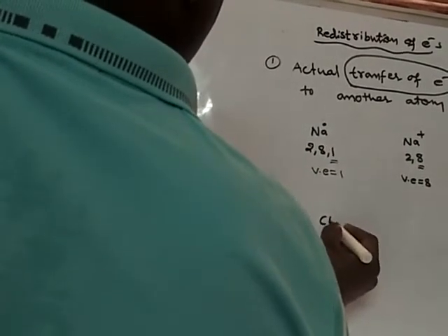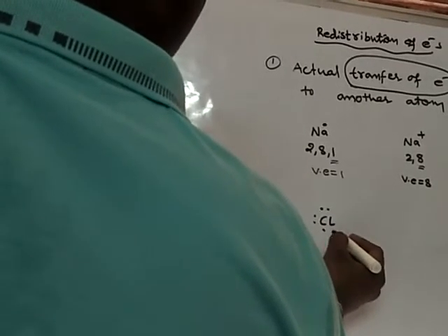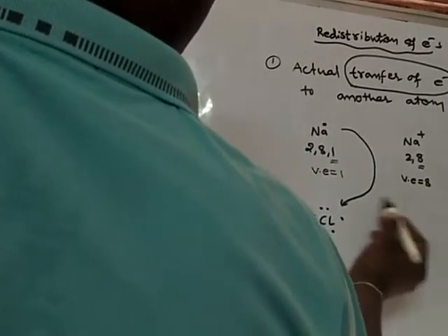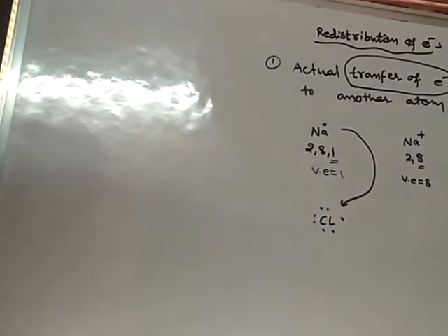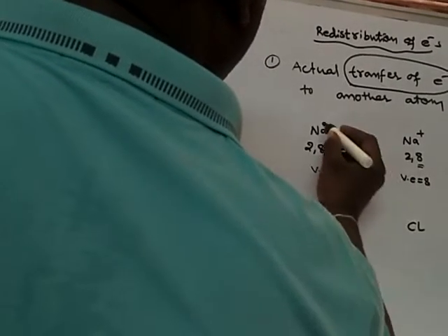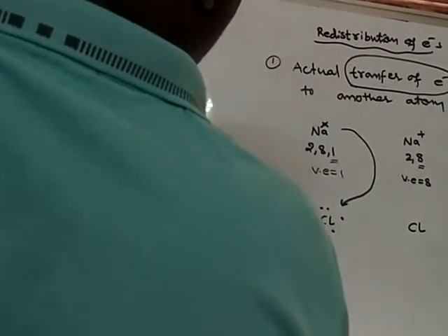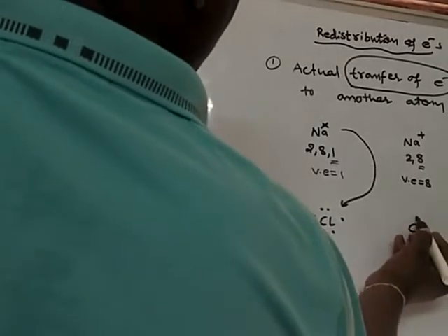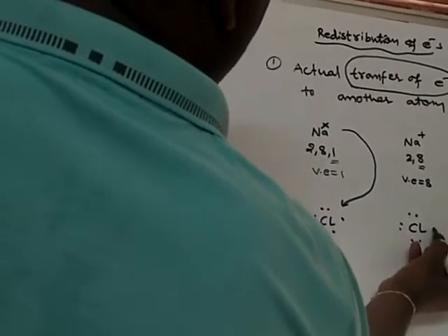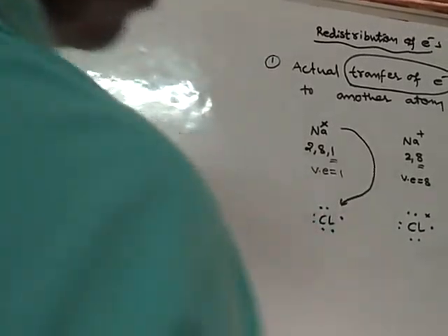In the same way, chlorine has 7 electrons in its valence shell. Sodium loses its electron, and that electron is taken by chlorine. I am representing it like this: cross here, dots here. Chlorine, before that, has 7 electrons. Now this electron is added to chlorine, so the chlorine has become Cl.